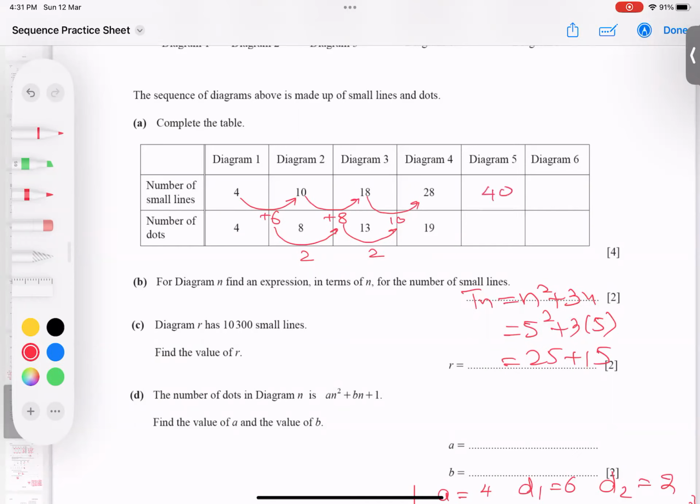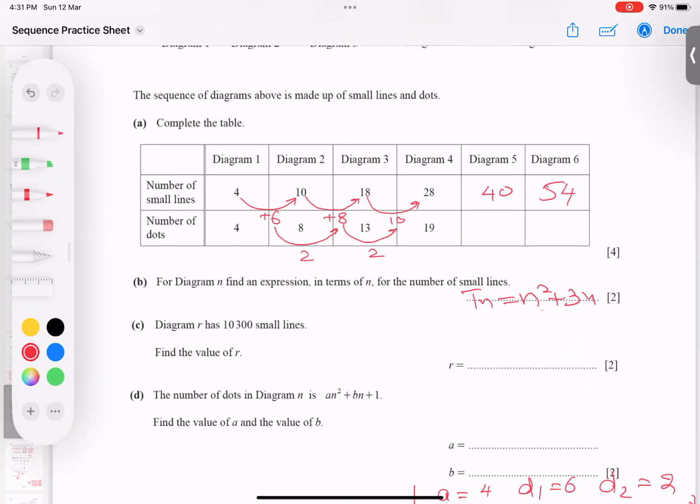So now I am going to do 6. Same story: 6 to the power 2 and 3 times 6. I got 36 and 18, and 36 plus 18 is 54. So I believe all points are clear for sequence number 1.